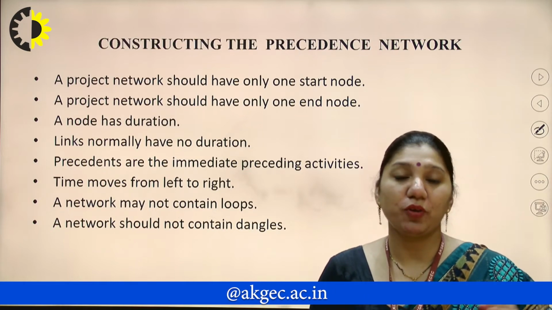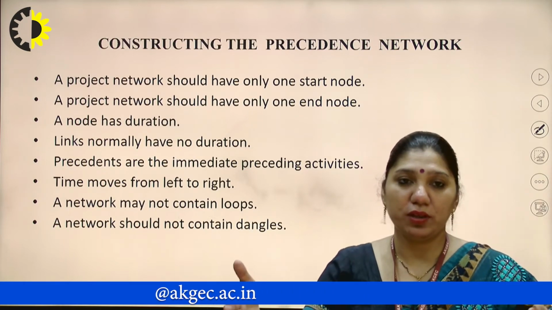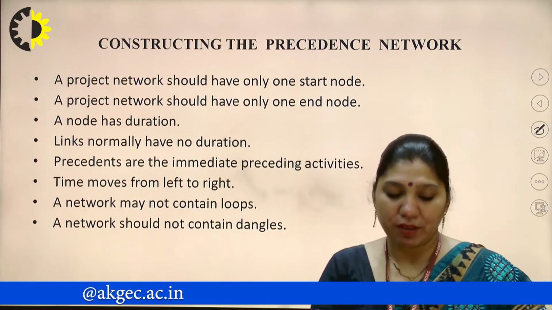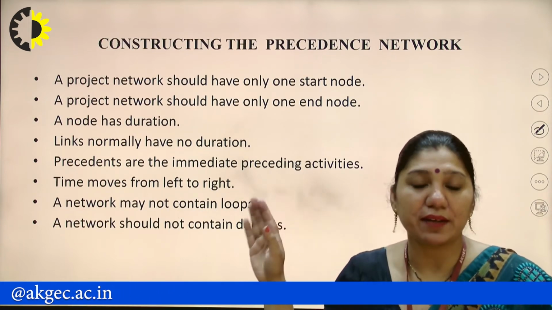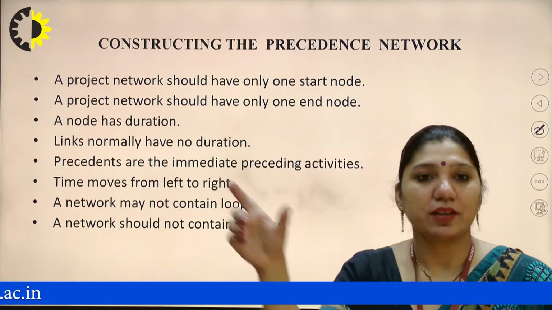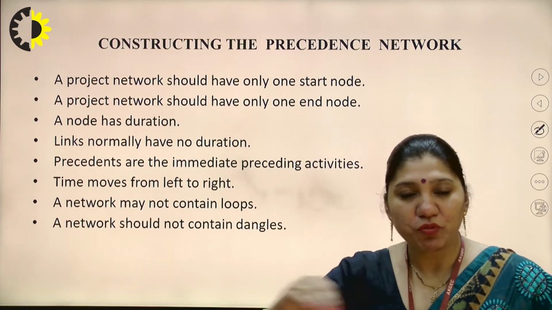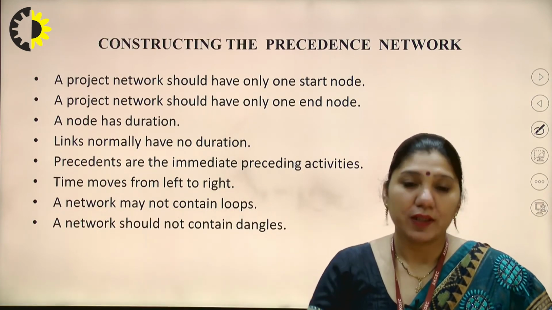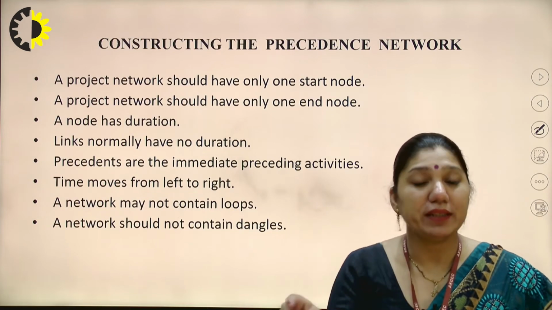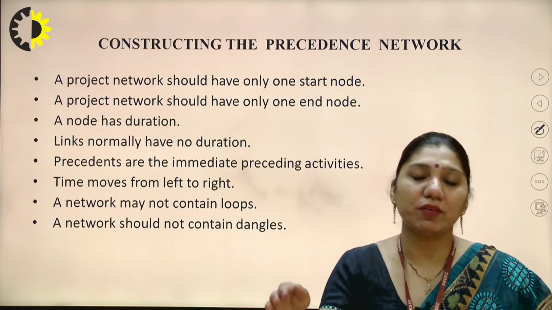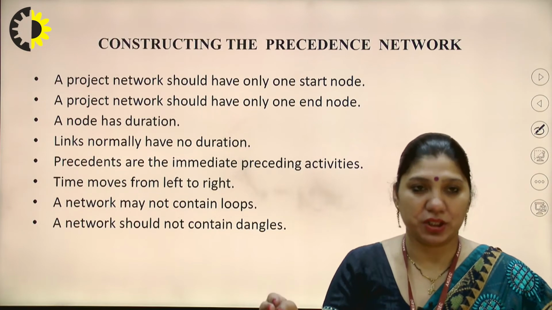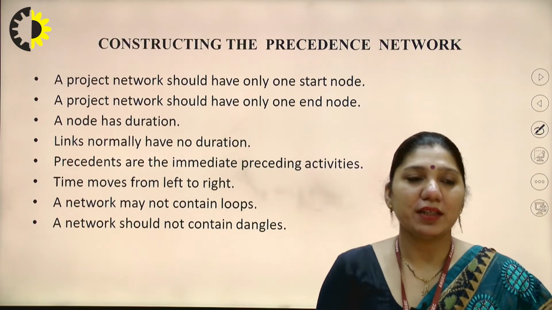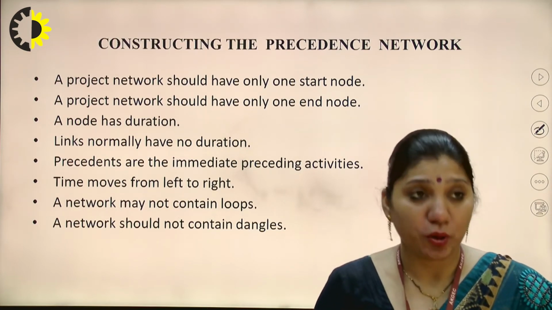For example, if I want to traverse from the first node to the second node, how much duration will it take? We have seen in the previous slides about the bar chart, that is the duration. The first week, the second week, the third week, how many weeks it will take to complete that module. So that duration, I have to mention between the links. That means in the precedence network also we have to show the same representation. Getting my point, everyone? So further it is saying that links normally have no duration.